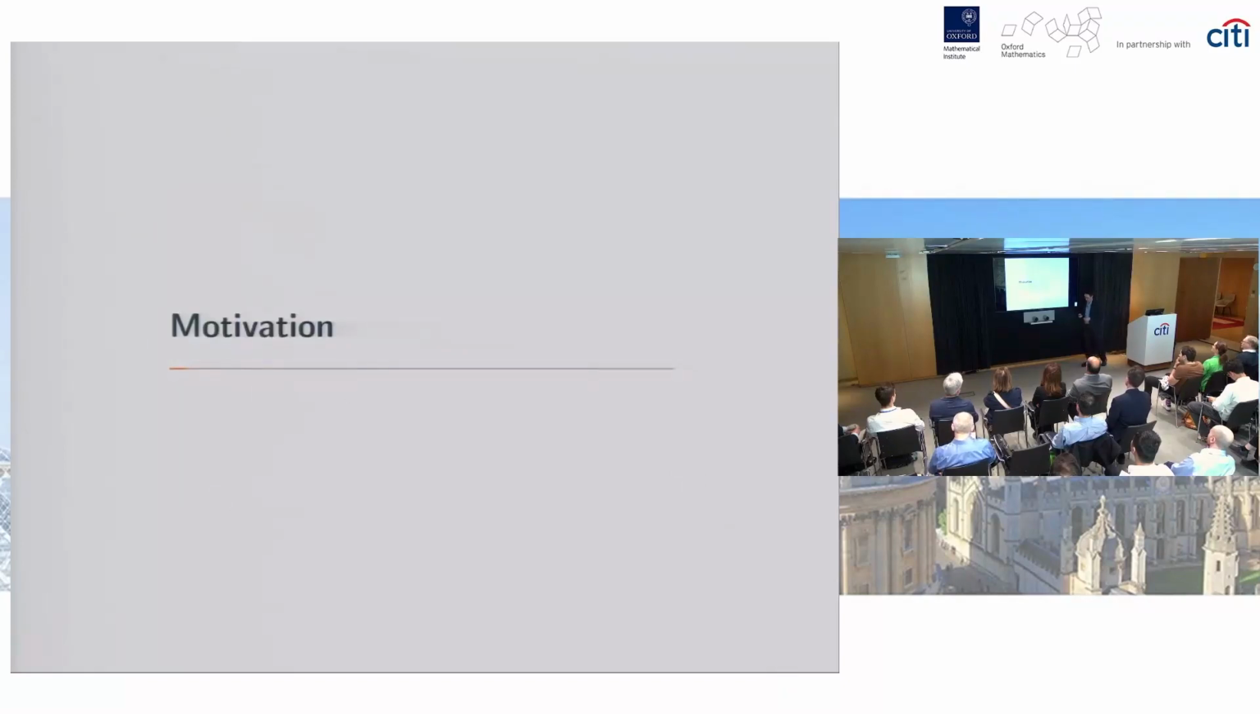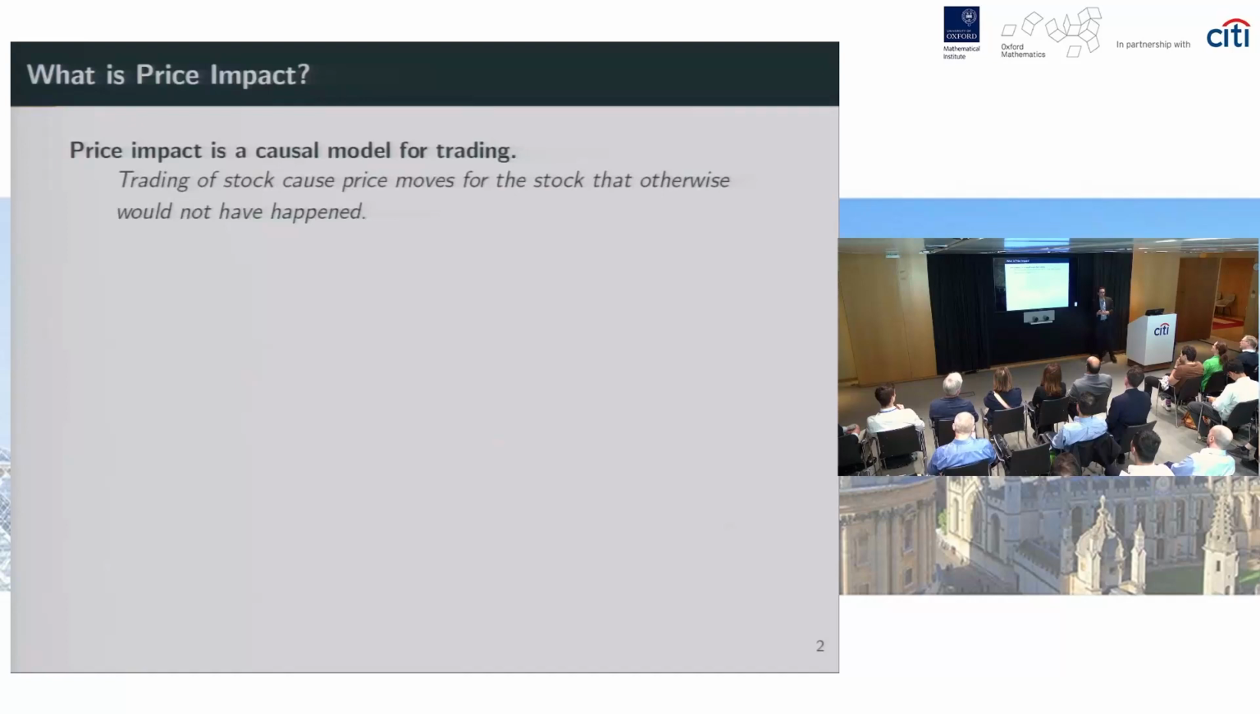As a quick motivation or introduction, I'd like to give a couple of definitions. Price impact is a core concept in the talk, so I want to clarify my definition of it. I define price impact as a causal model for trading, meaning when I talk about price impact, I talk about returns, about price moves that are caused by my trading. In a parallel universe where I choose not to trade, the return will not happen. This is opposed to an alpha signal, where regardless of whether I choose to trade or not, the return will still happen.